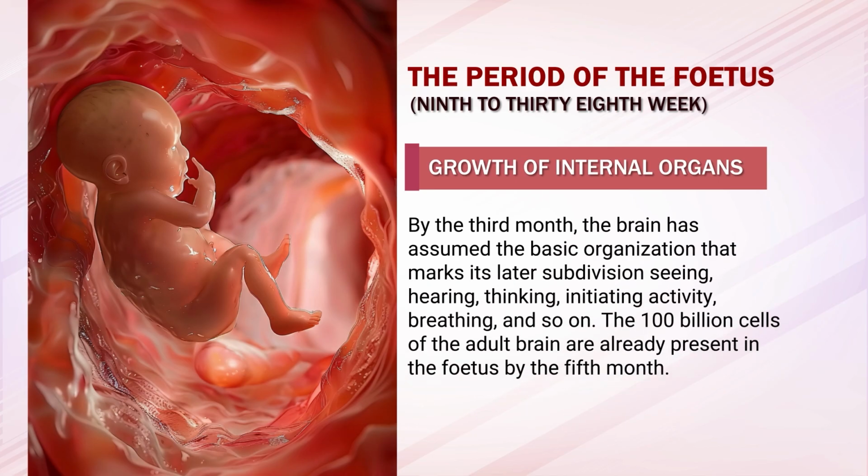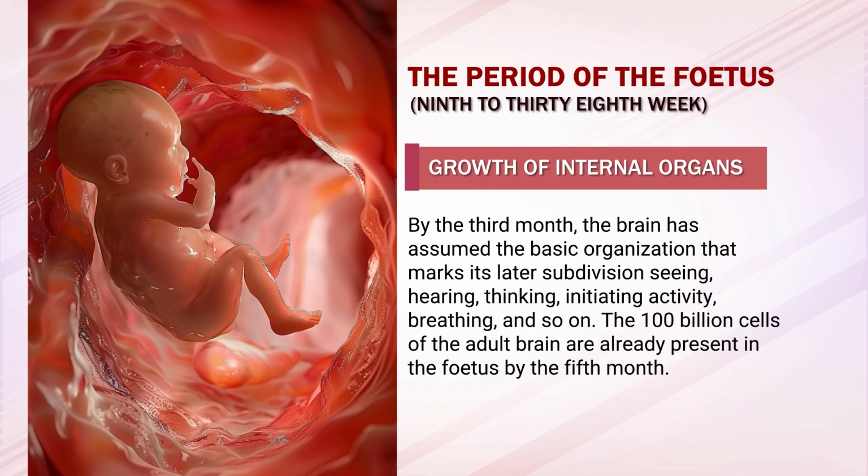By the 3rd month, the brain has assumed the basic organization that marks its later subdivision: seeing, hearing, thinking, initiating activity, breathing, and so on. So we all know that the 9 to 38 week period, which is also known as the period of the fetus, has a growth of internal organs. Within this, the brain has assumed the basic organization that marks its later subdivision. And what are they? They are seeing, hearing, thinking, initiating activity, breathing, and so on.